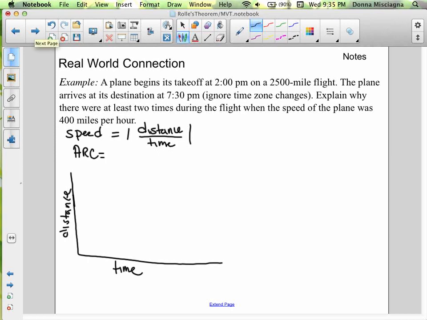All right, so let's take a look from the start to the end. We'll find the average rate of change, but let's just think about how the plane goes. So the plane takes off. How fast does it go when it takes off? Well, before any time's gone by, it's going 0 miles an hour, isn't it? It's traveled 0 miles and no time has gone by. And then as time increases, the distance increases, and speed is increasing.